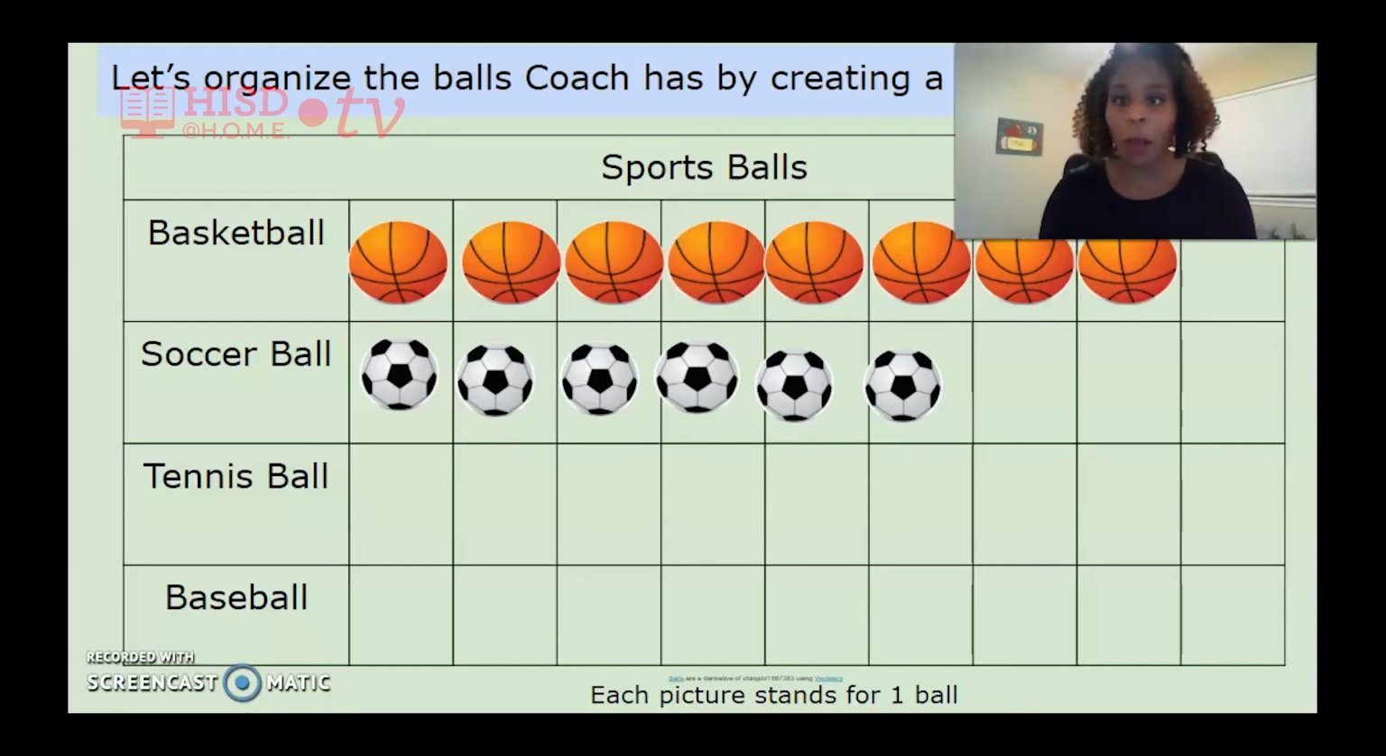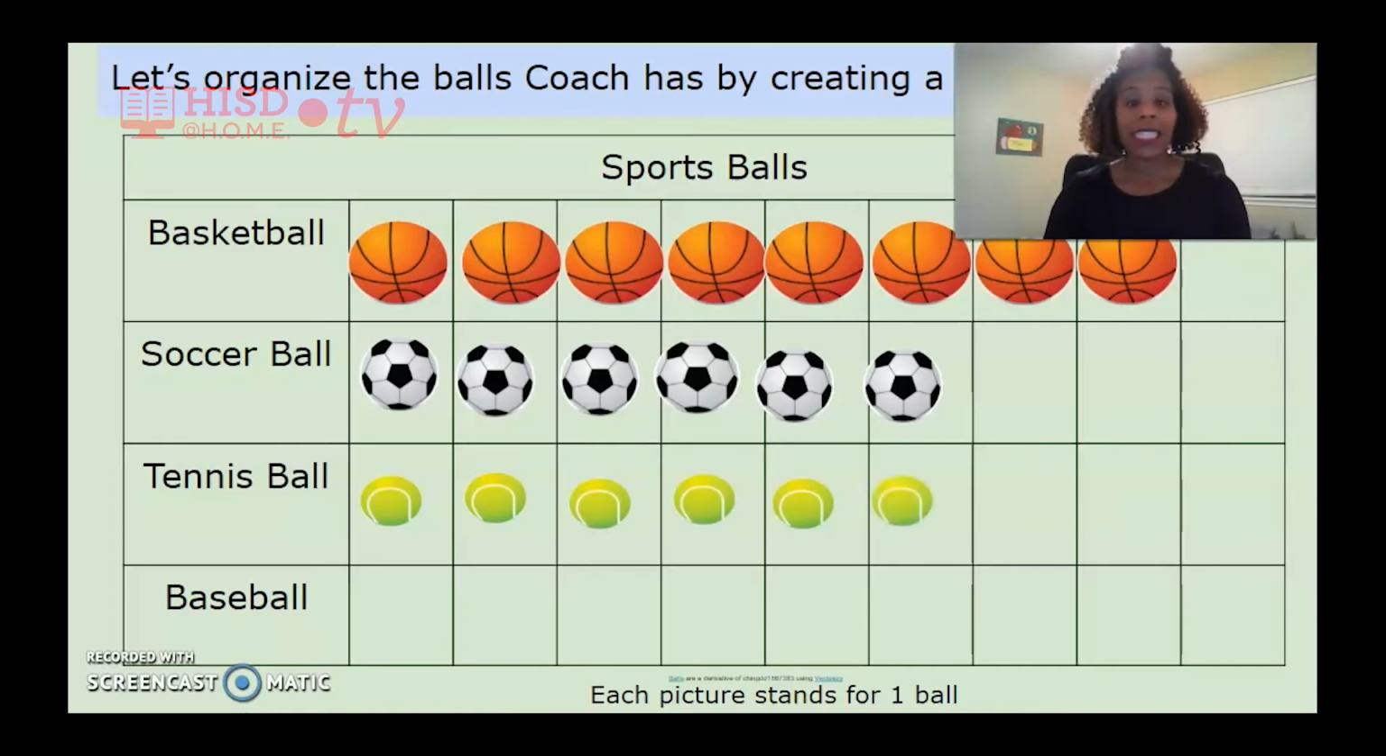Now, let's count the tennis balls. 1, 2, 3, 4, 5. Wow. 6, 7. Wow. He had 7 of them. Let's make sure though. 1, 2, 3, 4, 5, 6, 7, 8. I'm sorry, Miss O'Neal apologizes. He had 8 tennis balls. Wow, in that pile, he had 8 tennis balls.